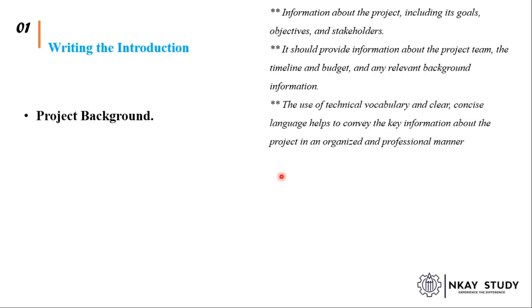Good. So let's take a critical look at this one. The use of technical vocabulary and clear, concise language helps to convey the key information about the project in an organized and professional manner. So let's make use of this. It will be very, very helpful because as scientists or engineers, it is very important to take into consideration the technical vocabulary. Do you get it?